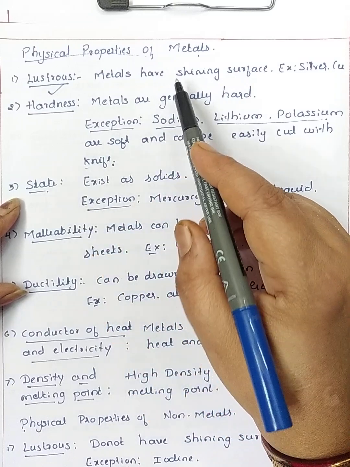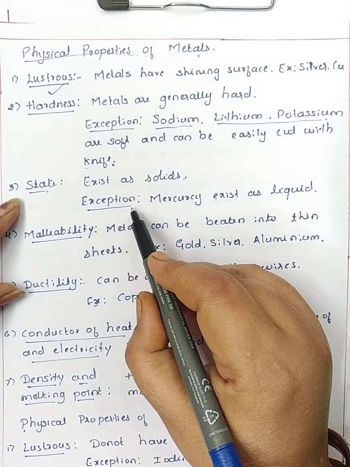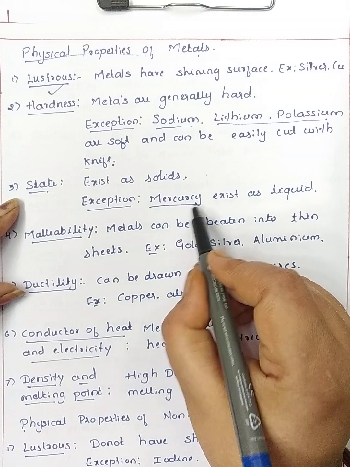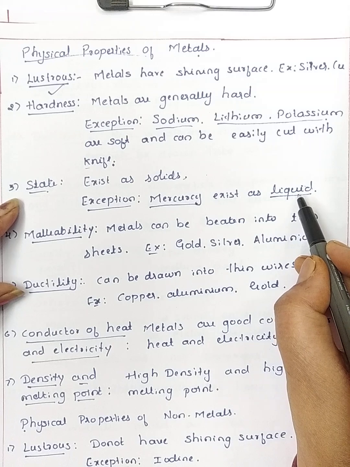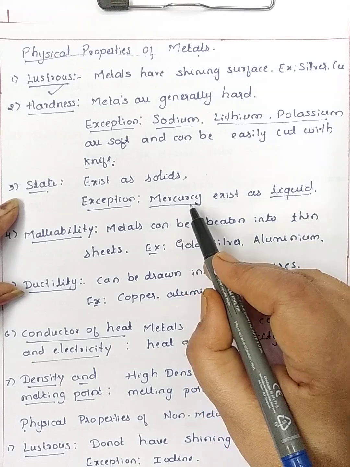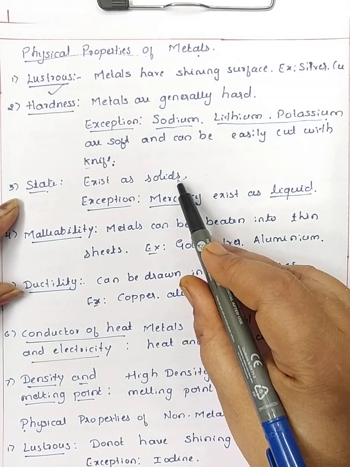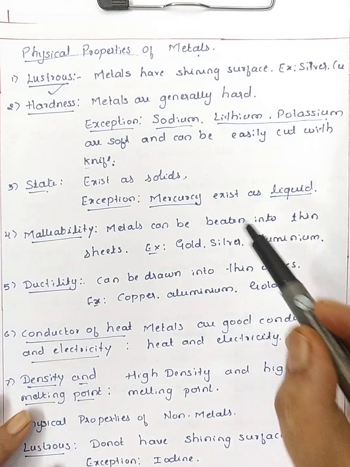Almost all the metals exist in the solid state, but there is an exception. Mercury is a metal, but it exists as a liquid at room temperature. Remember, mercury is a metal, but it does not exist in the solid state. It exists as a liquid at room temperature.